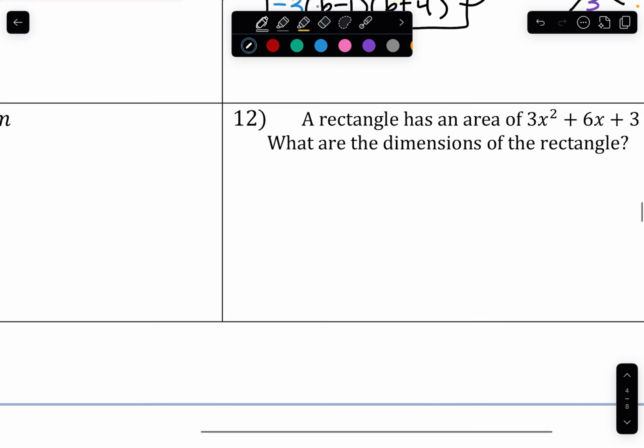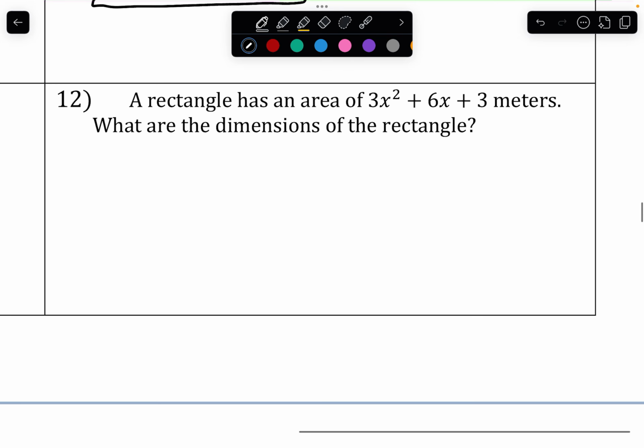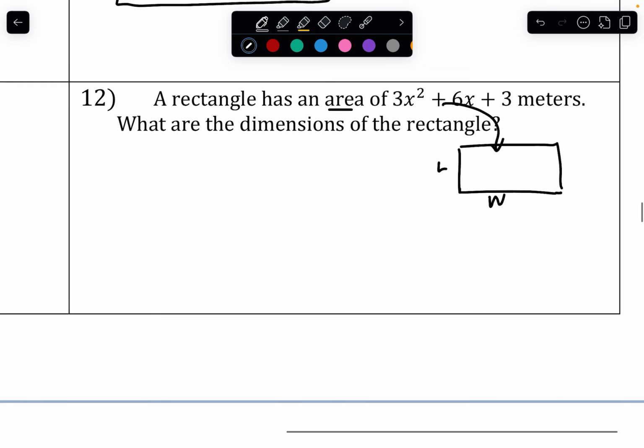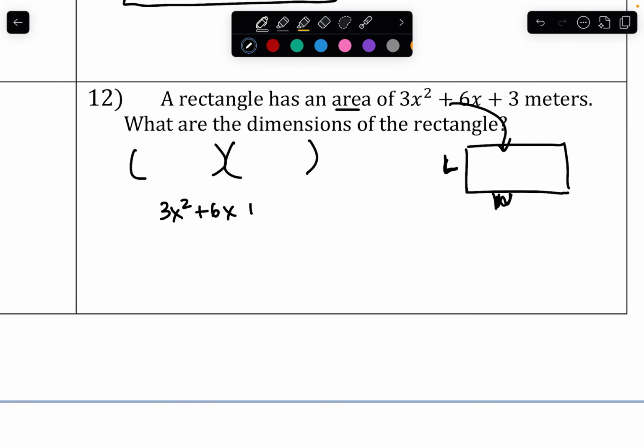Okay, let's skip to number 12. A rectangle has an area of 3x squared plus 6x plus 3. So we're picturing a rectangle, and its area, its length times its width, is this trinomial expression. What are the dimensions of the rectangle? So we're trying to find expressions to represent the length and the width. So we're trying to figure out what multiplied together gives us the 3x squared plus 6x plus 3.